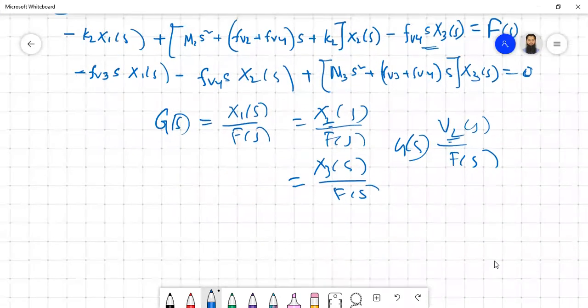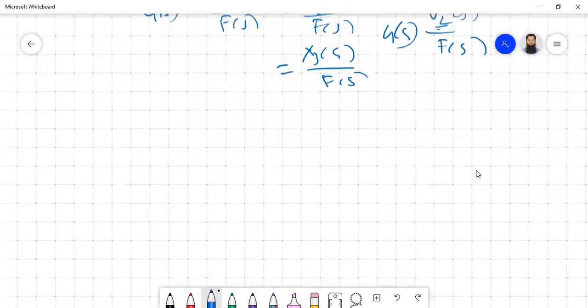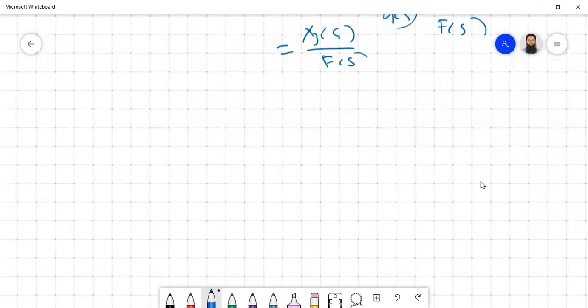Now let us look at one practical example, a numerical example that will give you a bit of confidence. Skill assessment exercise 2.8, how to find out the transfer function. So now the system is something like this. You have a system something like this.